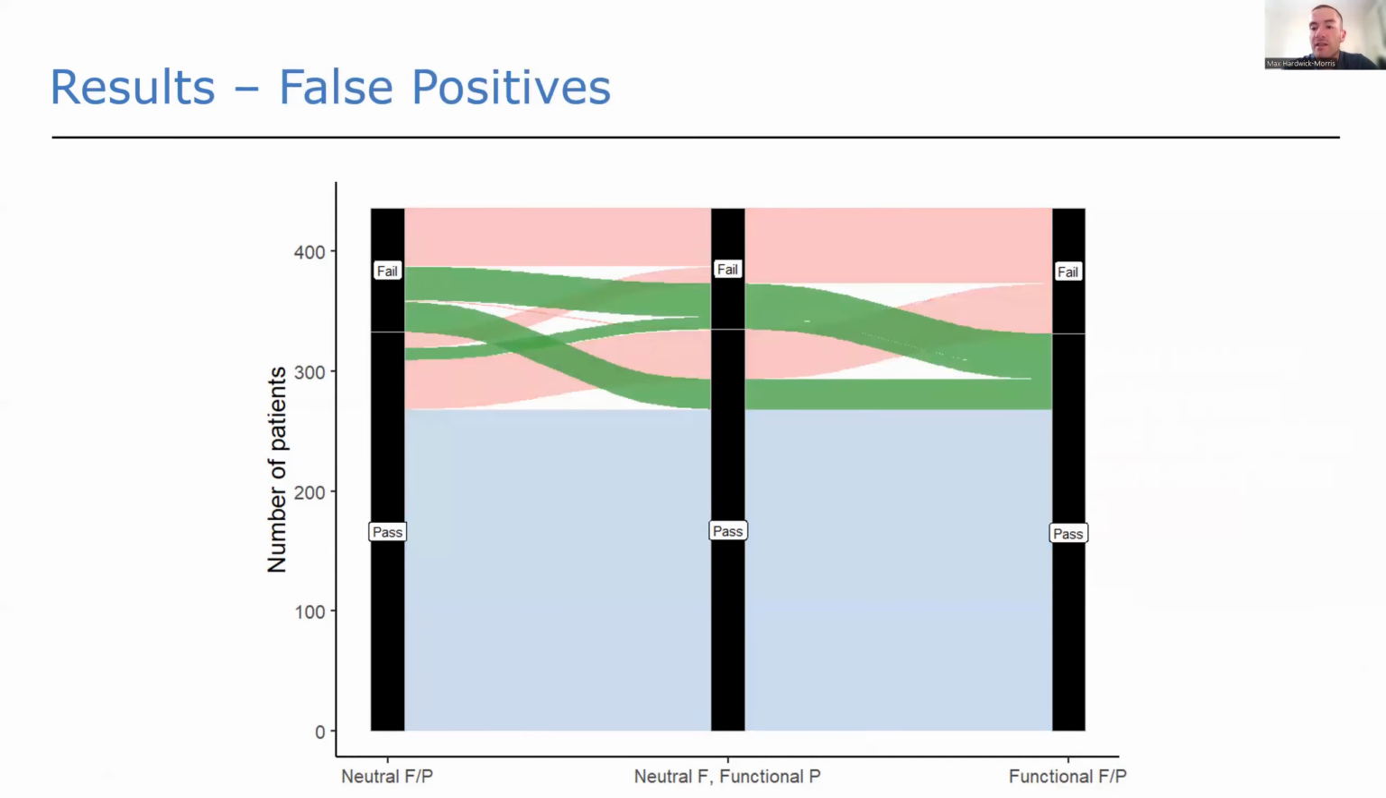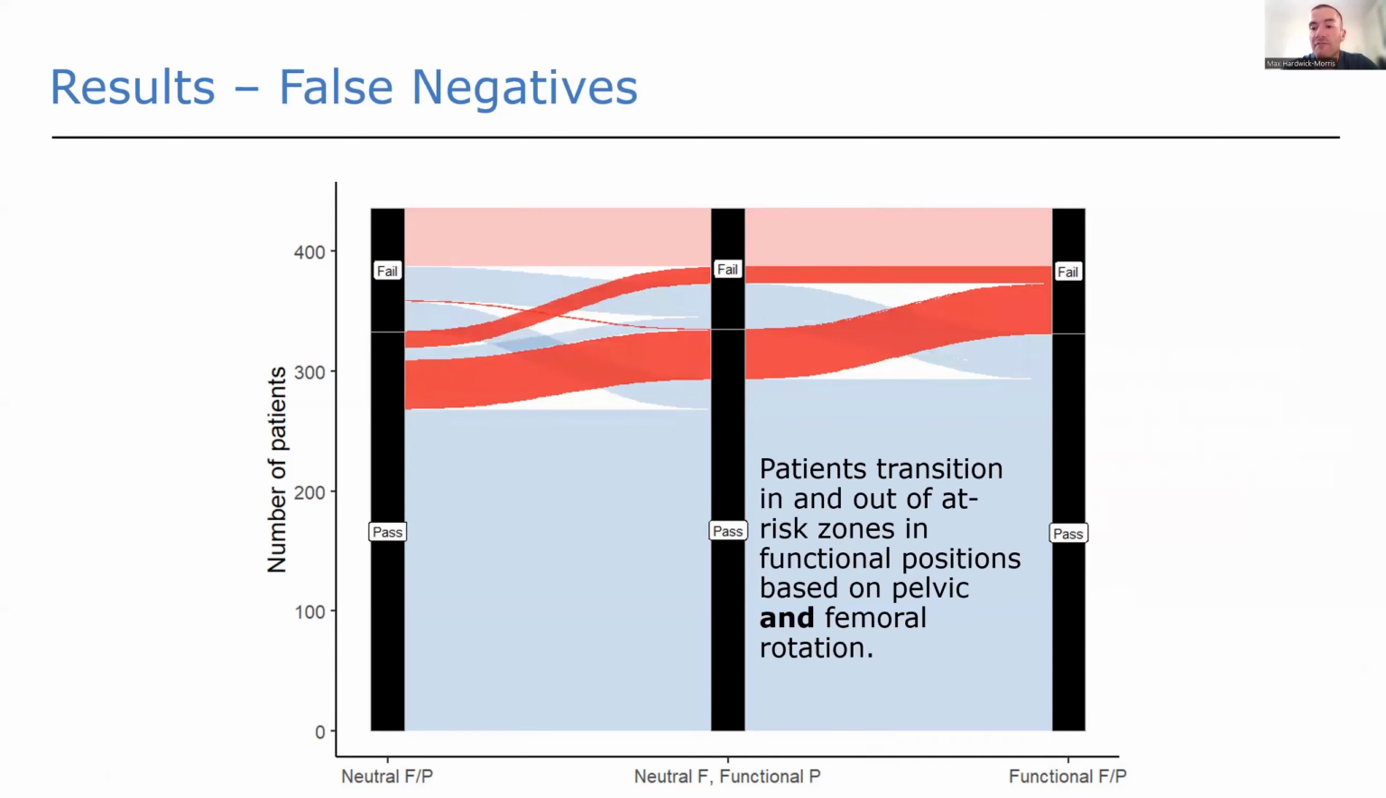Specifically, we can highlight the false positive patients. These patients were the ones who failed the simulation when a neutral alignment is considered, but passed when their functional alignment is considered. We can also highlight the false negative patients, which were the patients who passed the simulation when their neutral alignment is considered, but failed when their functional alignment is considered. This demonstrates how significant numbers of patients transition into and out of at-risk zones in functional positions based on pelvic and femoral rotation.